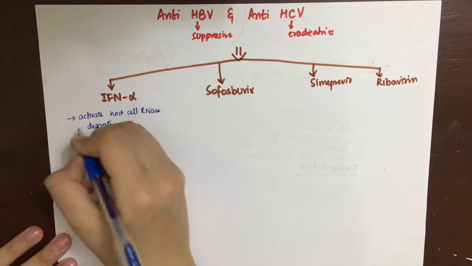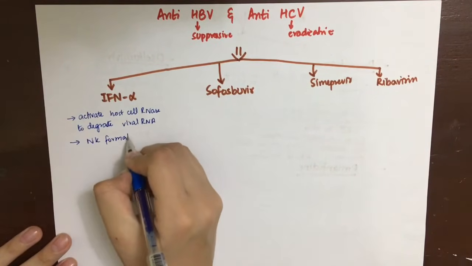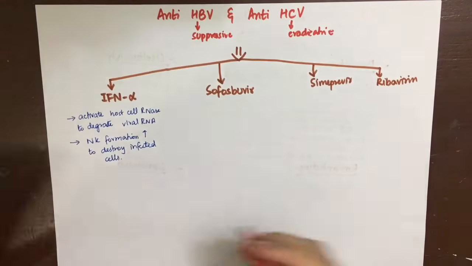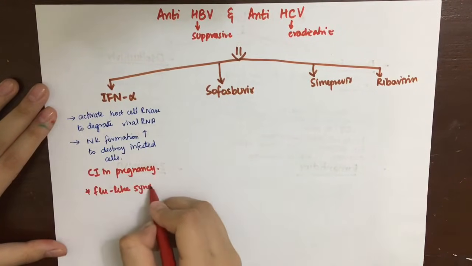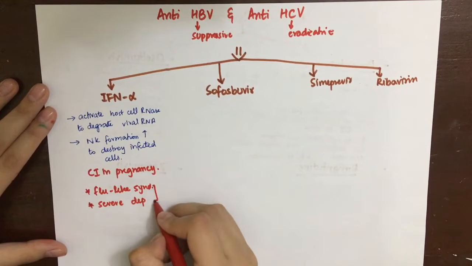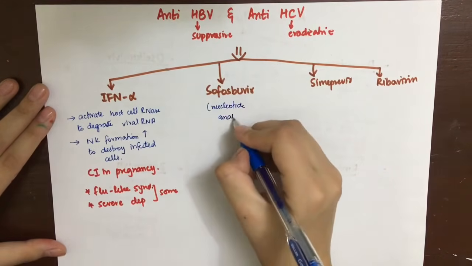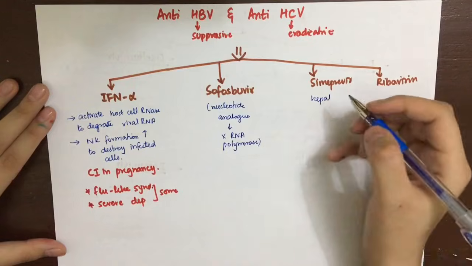Interferons are proteins that are produced by virus-infected cells and can also be produced by recombinant DNA technology. Interferon alpha will activate the host cell RNase enzyme to degrade the viral RNA, and it will also increase natural killer cell formation to destroy the cells that have been infected. They are contraindicated in pregnancy, and some side effects include flu-like syndrome and severe depression. Sofosbuvir is a nucleotide analog and thus will inhibit RNA polymerase, as we've previously discussed for other analogs.